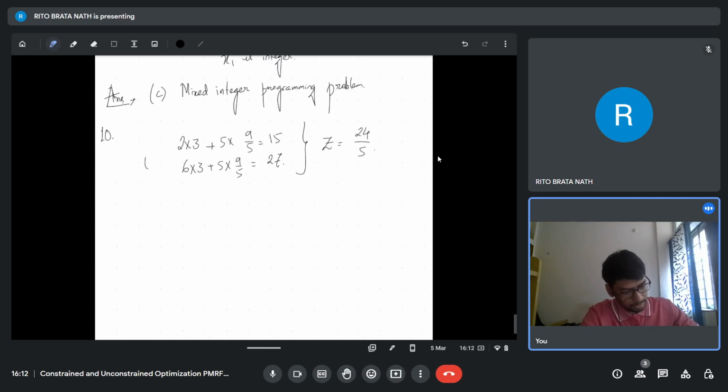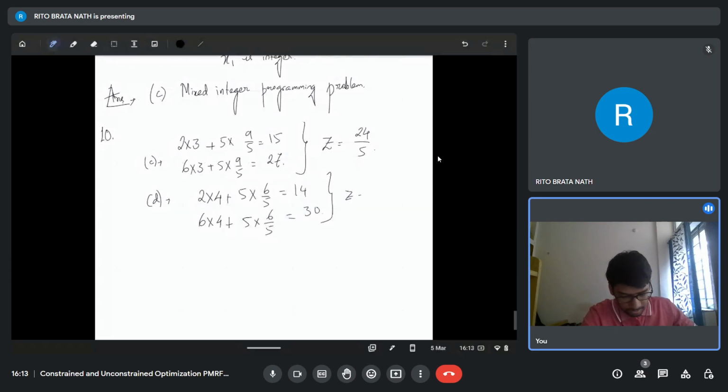So for option C, right? For option D, let's check the feasibility criteria. So that's 2 times 4 plus 5 times 6 by 5. So that's 8 plus 6, 14. This is nothing but again 6 times 4 plus 5 times 6 by 5. So that's 24 plus 6, which is 30. So this is also fine.